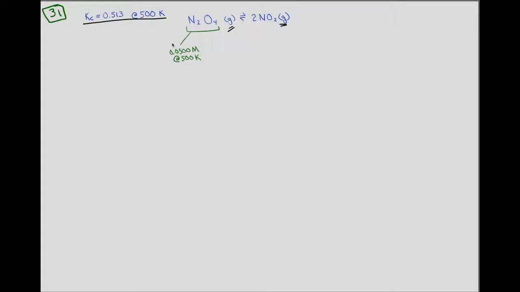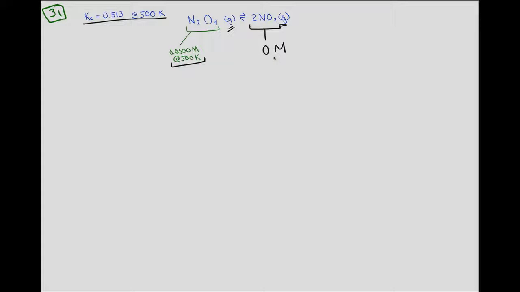Now, they're giving you an initial concentration here at the beginning, and then it's going to stabilize. They're asking, what are the equilibrium concentrations of both of these at 500 Kelvin? Now, they don't actually mention it, but in this case, this is just 0. There's nothing there at the beginning.